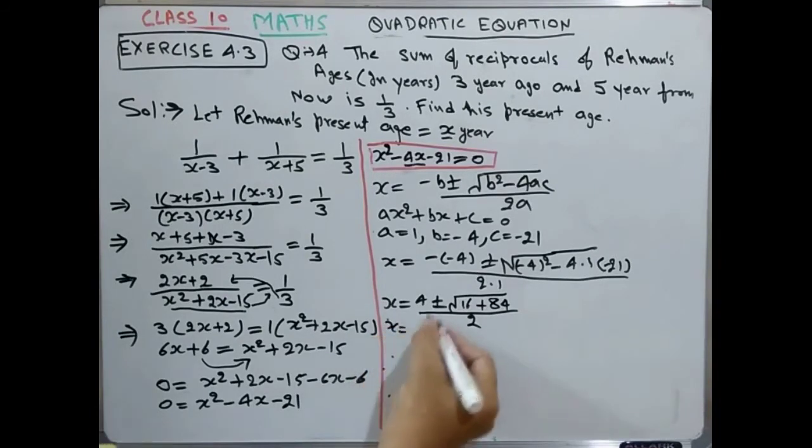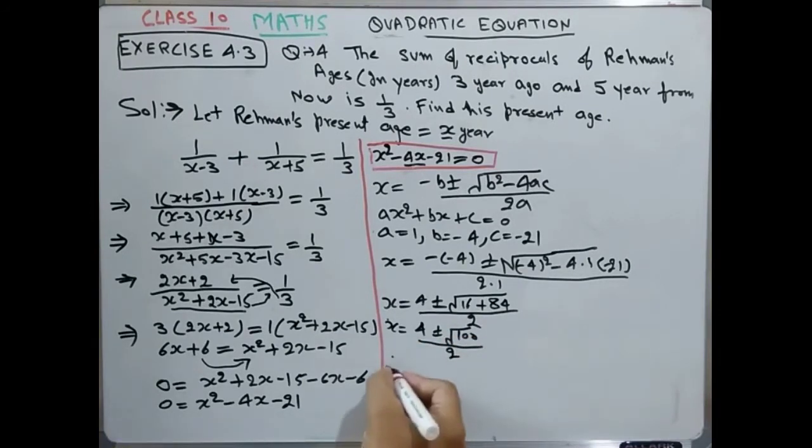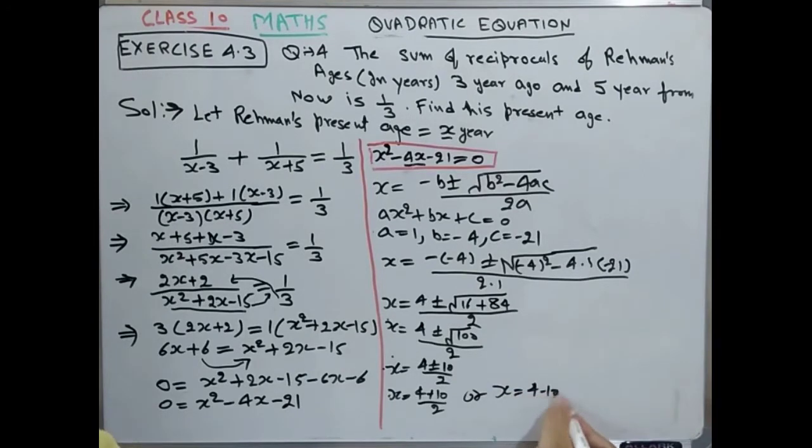So x will be 4 plus minus square root of 16 plus 84 is 100, divided by 2. So x is equal to 4 plus minus square root of 100 is 10, divided by 2. Which means x is equal to 4 plus 10 by 2, or x is equal to 4 minus 10 by 2. So which implies x is equal to 4 plus 10 is 14, 14 by 2 is 7, or x is equal to 4 minus 10 is minus 6, and minus 6 by 2 is minus 3. So x is equal to 7 and x is equal to minus 3. So these are the roots of this quadratic equation.